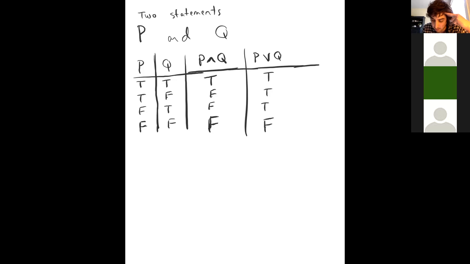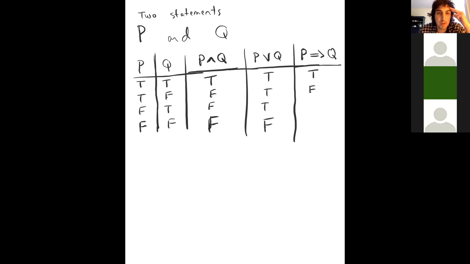Let's do the main one more. This one's a little subtle. I don't want to spend too long talking about it. But what about P implies Q? That's an if-then statement. When is this statement true and when is it false? If P is true and Q is true, then it's true. If P is true and Q is false, then the statement is false.